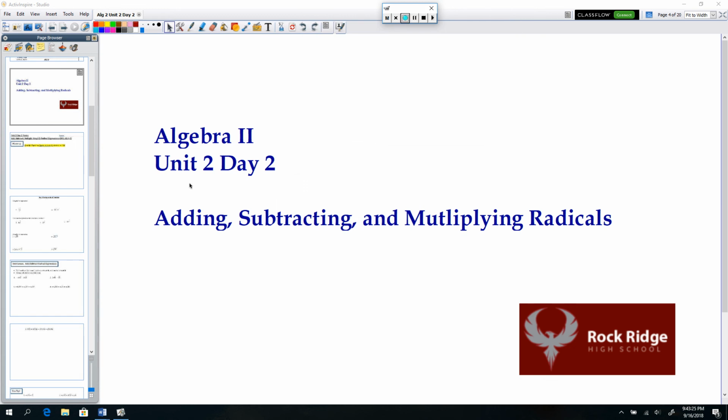Berger, and today we're going to talk about adding, subtracting, and multiplying radicals, building on our skills from Unit 2, Day 1, where we simplified radicals.